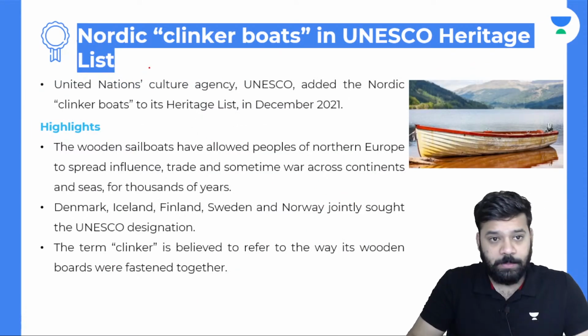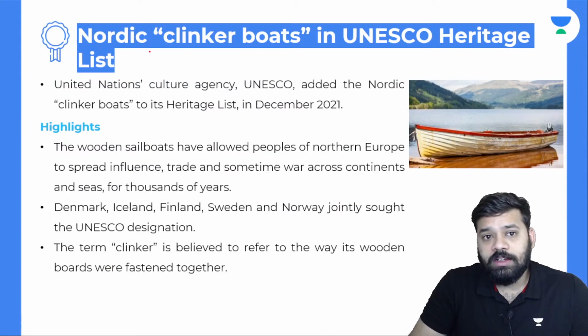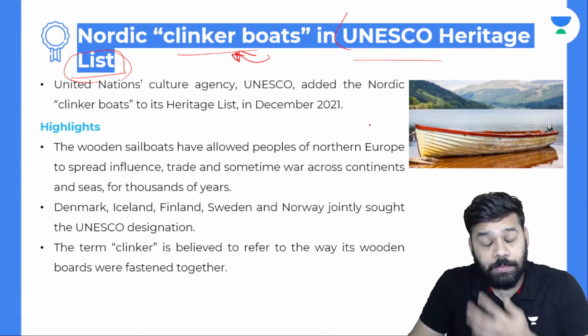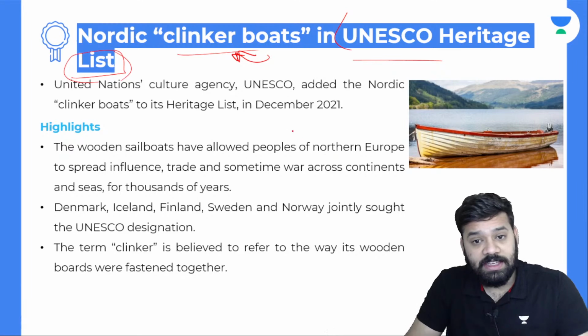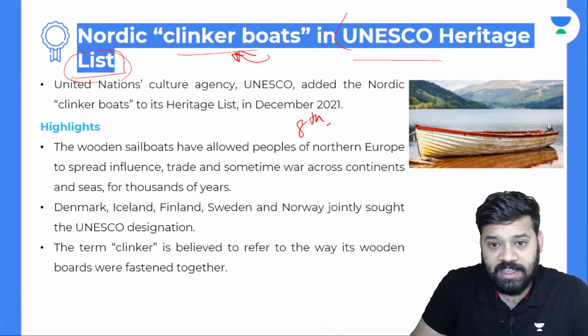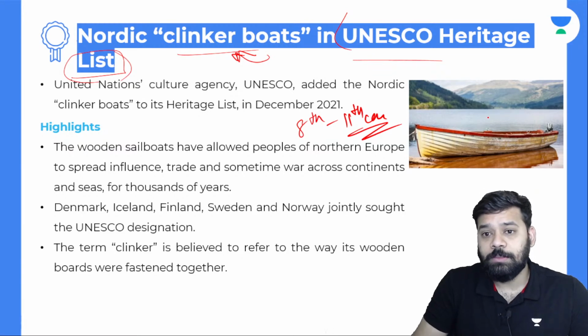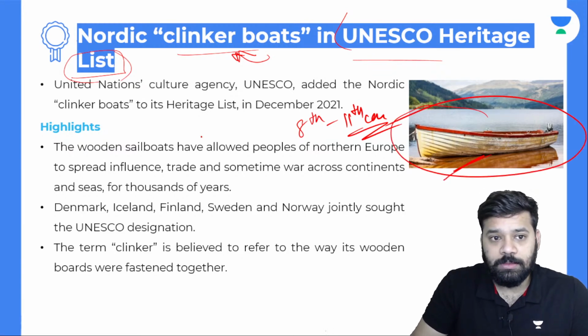Going forward to the next topic, this is pretty important. Nordic clinker boats in the UNESCO Heritage Tag List. So the UNESCO Heritage List has recently included clinker boats. Clinker boats are nothing but wooden boats that are in the northern part of Europe, and they have been in Europe from a very long time, from the Viking Age. The Viking Age was between the 8th century and the 11th century. So that is the Viking era. From the Viking era, you see these kinds of clinker boats.